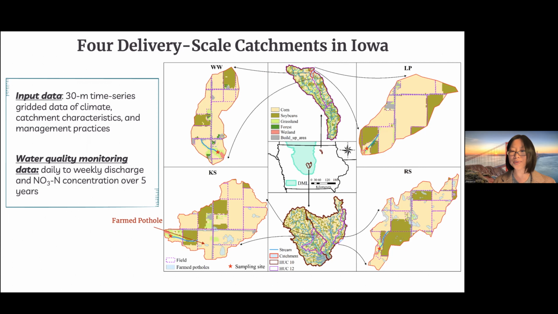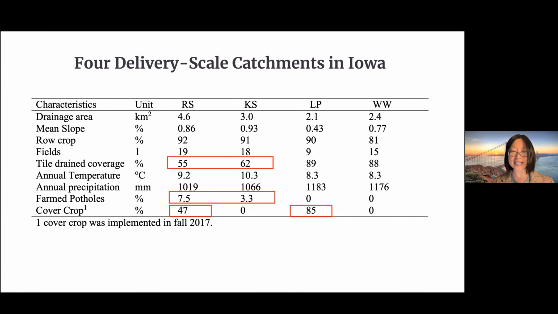And to capture the spatial heterogeneity, we have to develop the input data at a 30-meter resolution, including weather condition, catchment characteristics, and management practices. So I have to say this is the finest model simulation I have ever handled in my career. It's really a challenge. And this is some basic information for these 4 catchments.